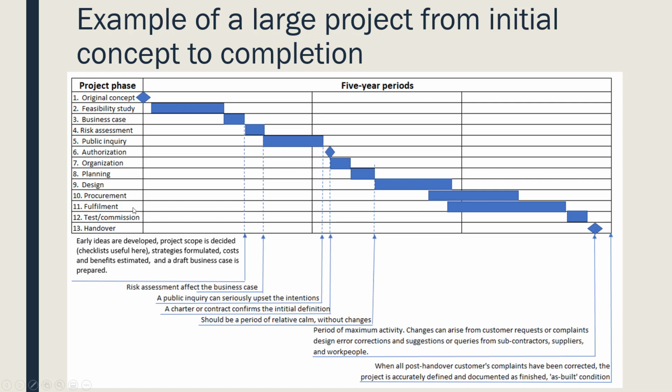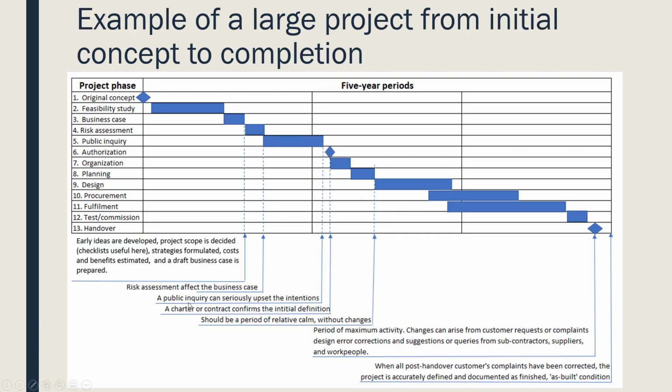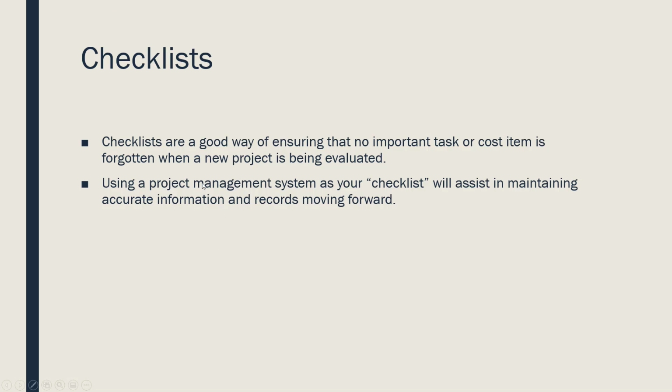It's not that you have to know all this, but you can see the flow of something that's large. And one of the things back here, it says checklists are useful. So I wanted to show you. Checklists are a good way of ensuring that important tasks aren't forgotten when you're evaluating. And using a project management system, your checklist will help you maintain accurate records and move forward. So you can take that initial checklist and then implement it into a project management system.